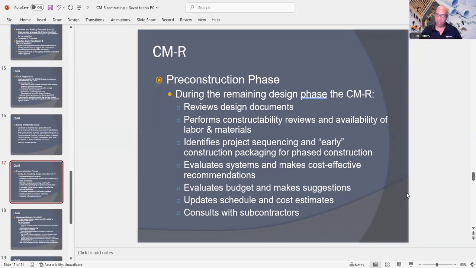That's recommendations, not recommendation. And then they're going to evaluate the budget and make their suggestions, and they're going to require updates to schedule and cost estimates. And also, they're going to see who their subcontractors are. So in other words, they're going to consult with subcontractors.